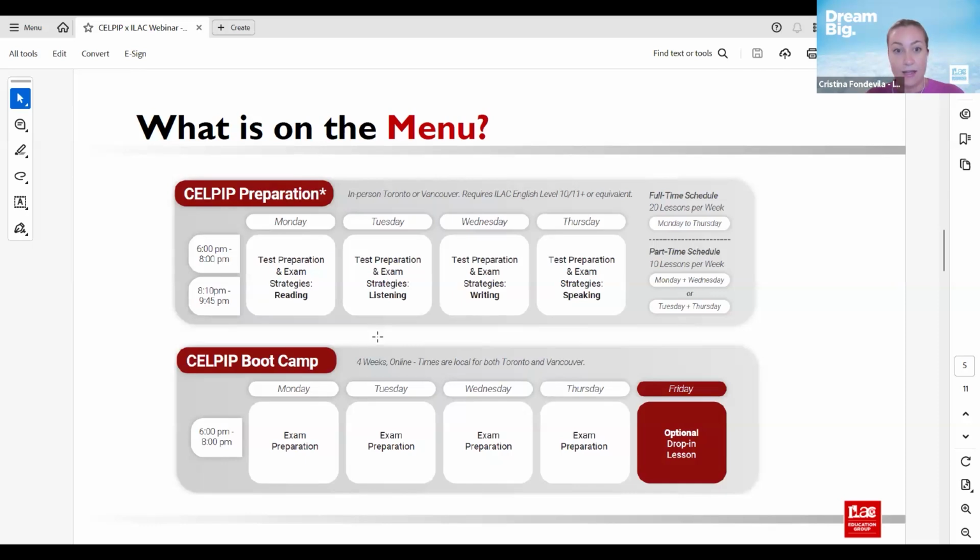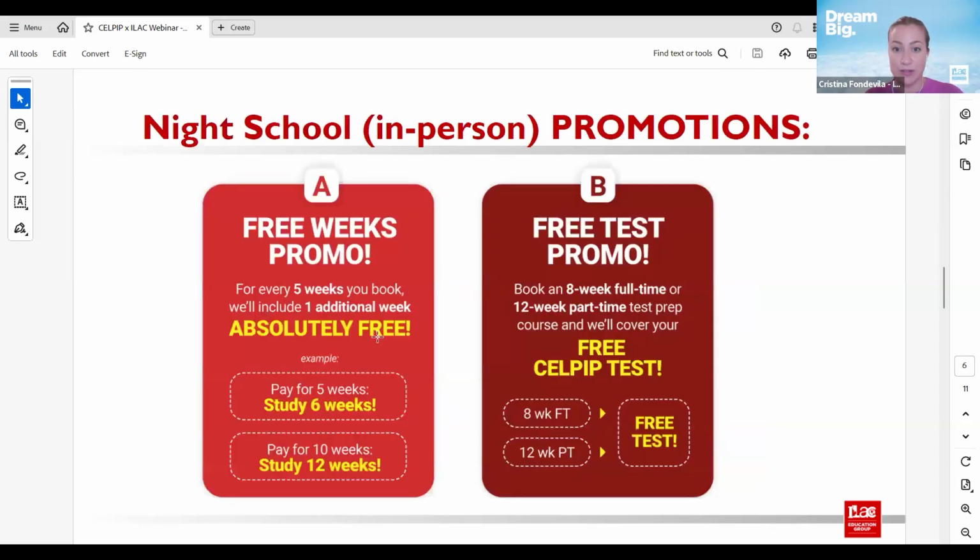In terms of promotions, we have great promotions for in-person classes. We deliver those classes under the ILAC Nat School division. Students can choose between 2 promotions. One promotion is getting extra weeks of classes for free: for every 5 weeks that you register, you get 1 additional week for free. The other promotion is to get your free test. When you register for 8 weeks on a full-time schedule or 12 weeks part-time, ILAC covers the test fee.